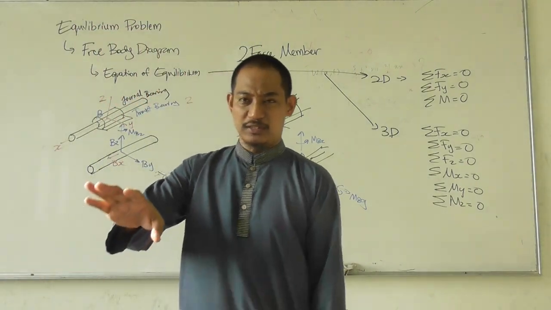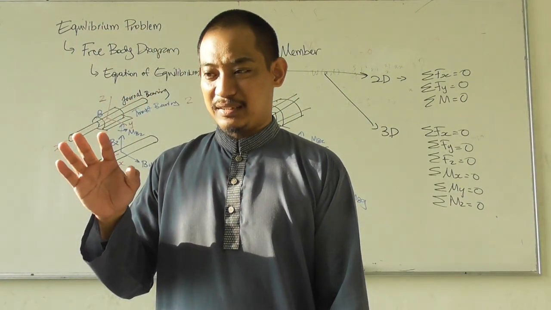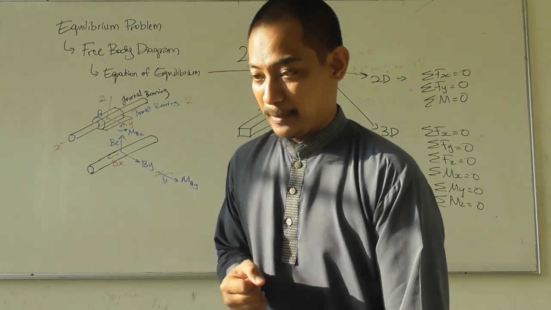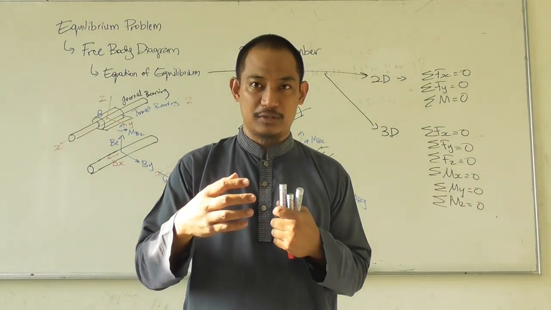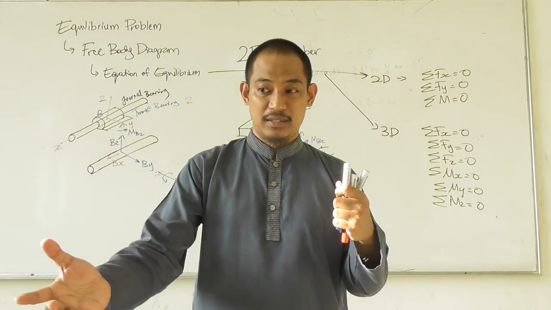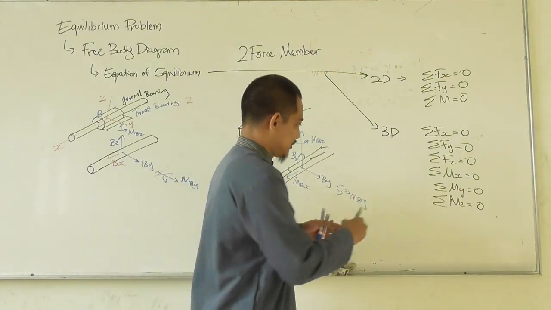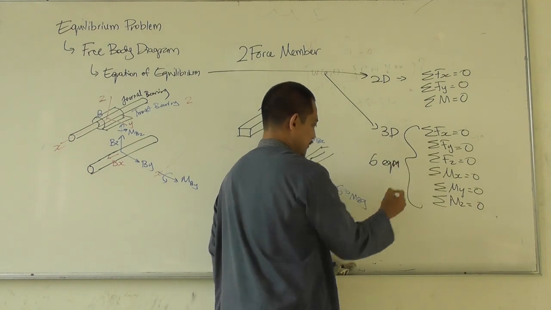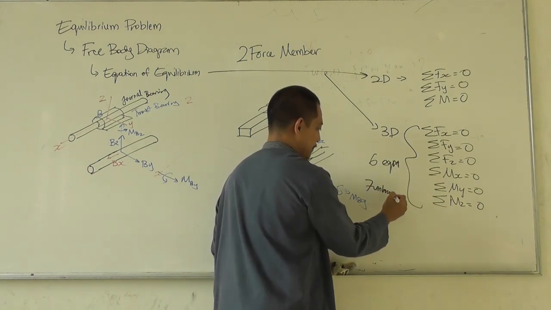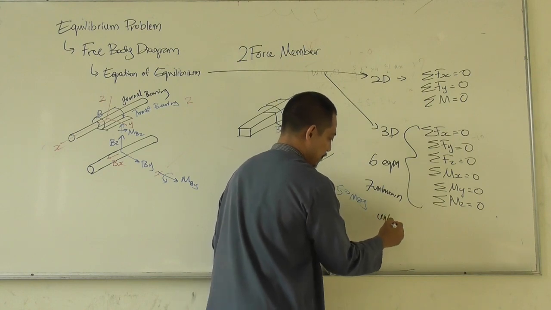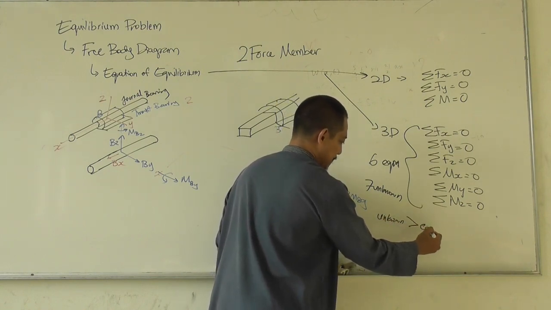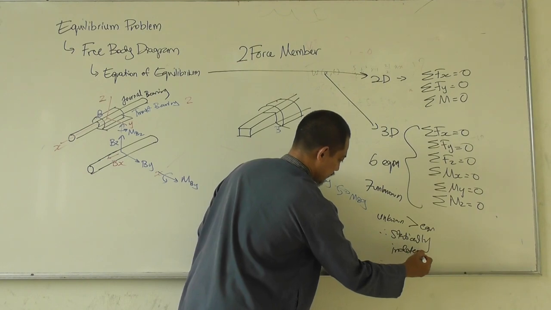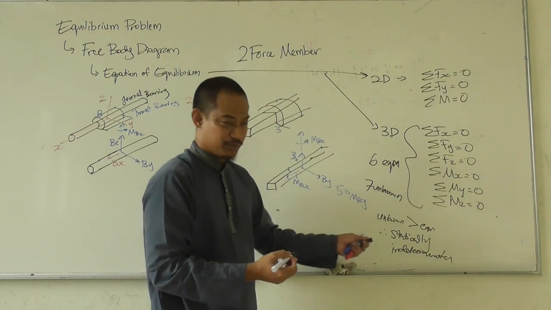and then if you see the slide, you have some discussion about statically indeterminate, for example. Meaning you cannot determine the unknowns using statics. That's what I mean. Meaning that if you have six equations and then you have seven unknowns, for example, so the unknowns are more than the equations, so it is statically indeterminate. Hopefully you can understand that one.